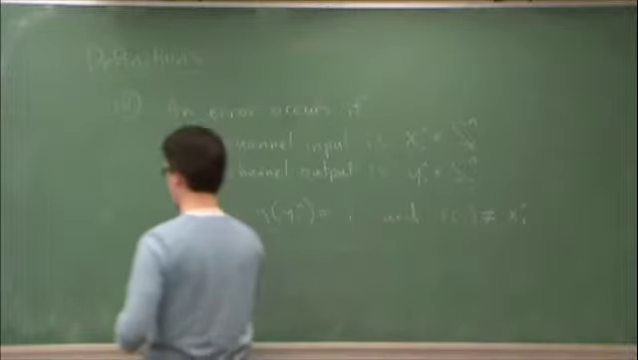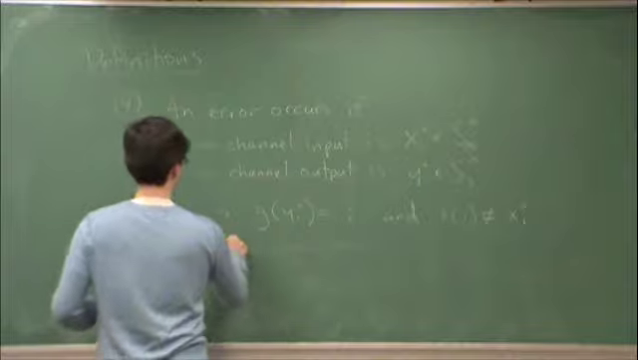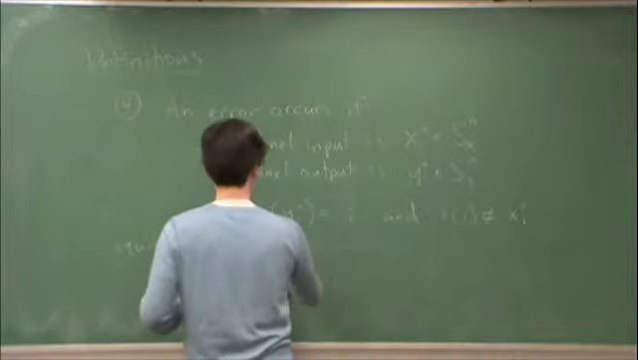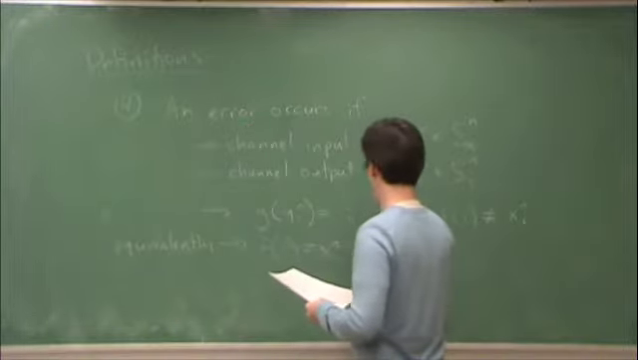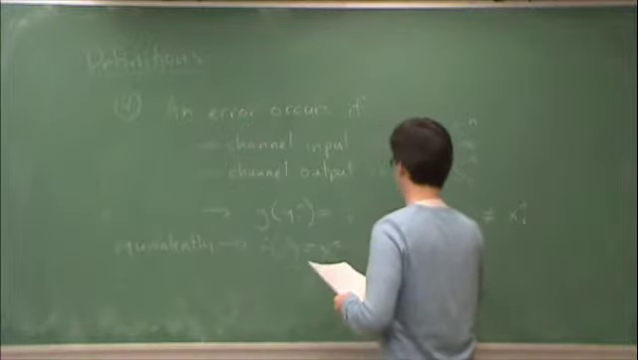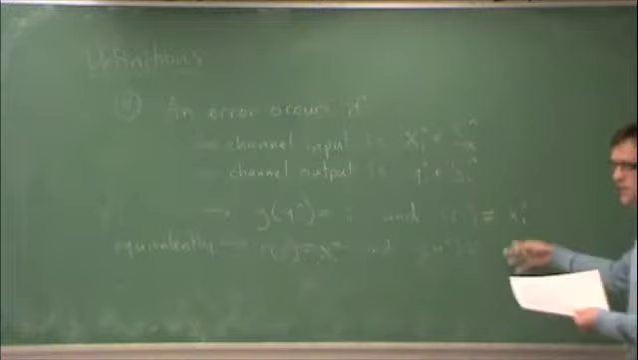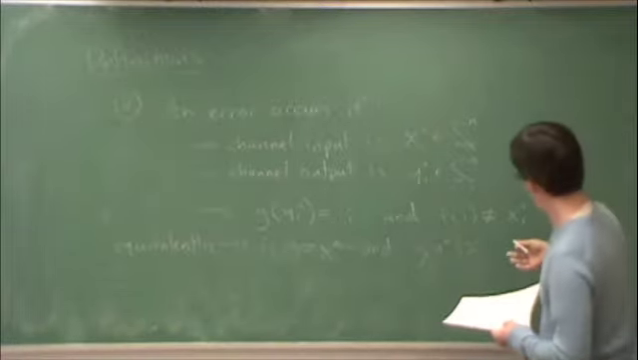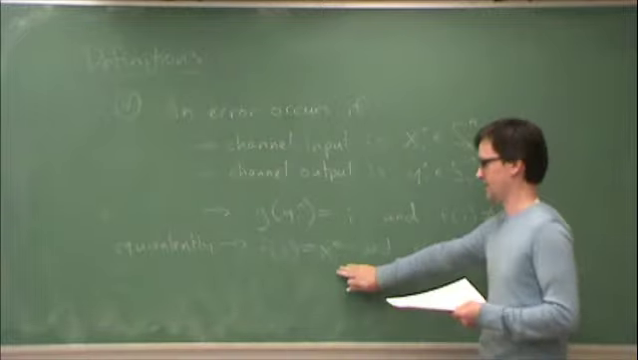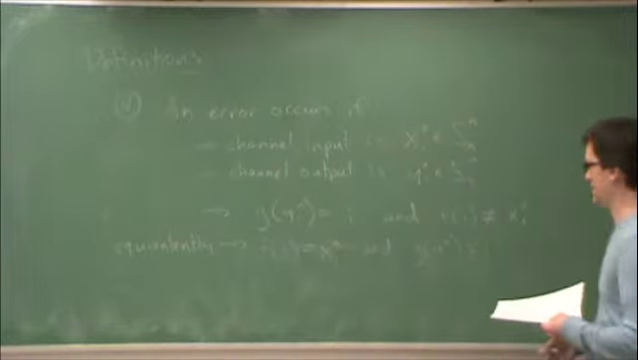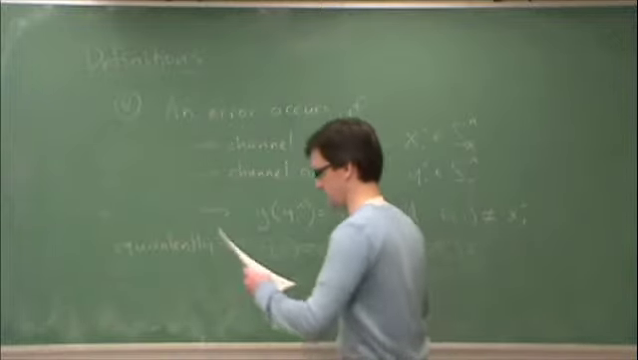Equivalently, if f of I is equal to x from 1 to n, and g of y from 1 to n is not equal to I, that's equivalent. This is just looking at it from the perspective of the decoder, and this is looking at it from the perspective of the encoder. They're exactly the same event. But this is the event on which we calculate probability of error.